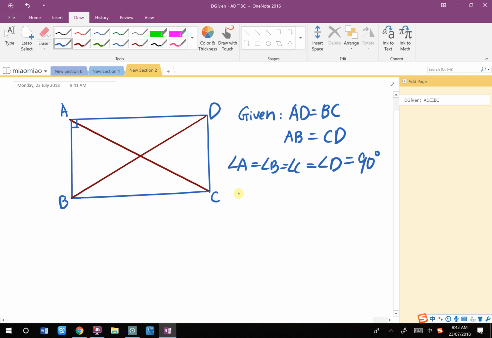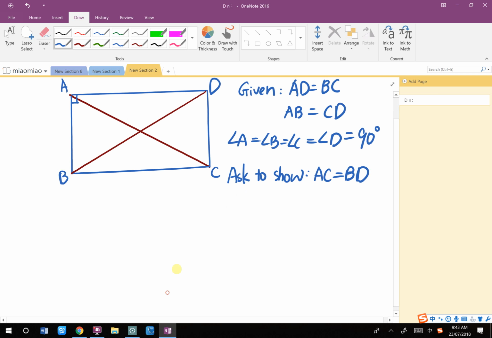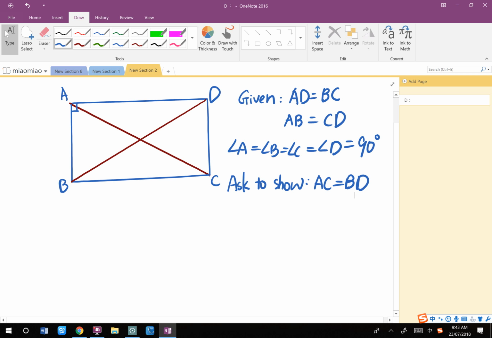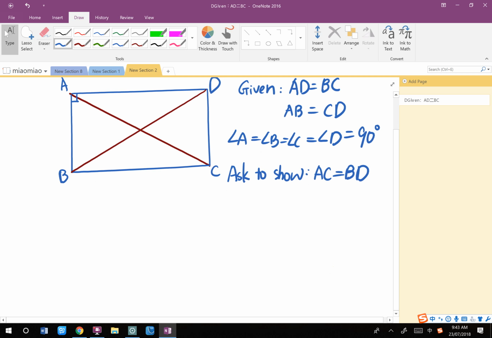What is it asking? It asks to show AC equals BD, to prove that the diagonals are the same. So normally, as I said, for those types of questions, we try to find two triangles that include the two lengths being asked about, and then try to prove they are congruent triangles.